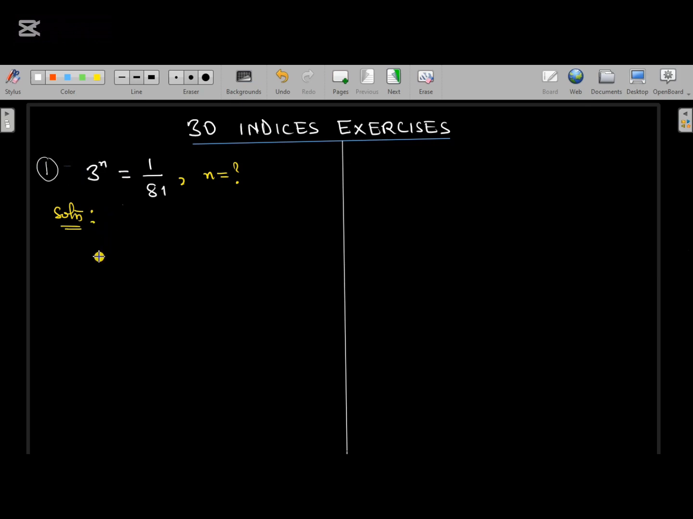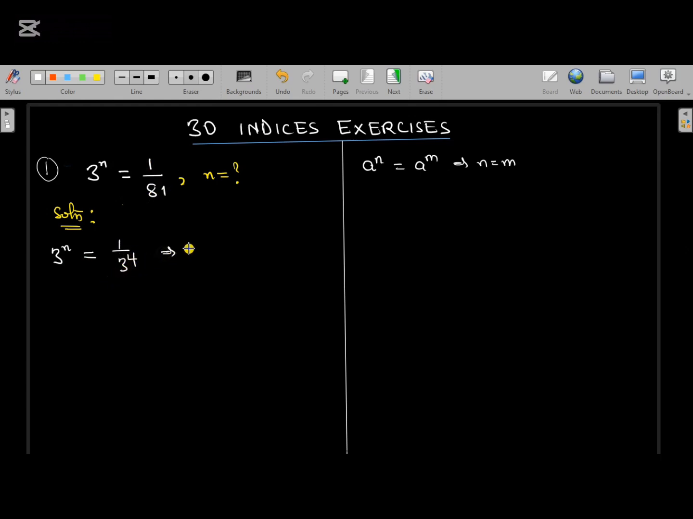It says that we are given that 3 raised to the power of n is equal to 1 over 81, and we are to find the value of n. So basically we will try to apply the rule that says that if a to the power of n is equal to a to the power of m, then this only means that n is equal to m. So what do we try to achieve? We try to see how we can write this in base 3 so that this rule can be applied. And of course we know that 81 is 3 to the power of 4.